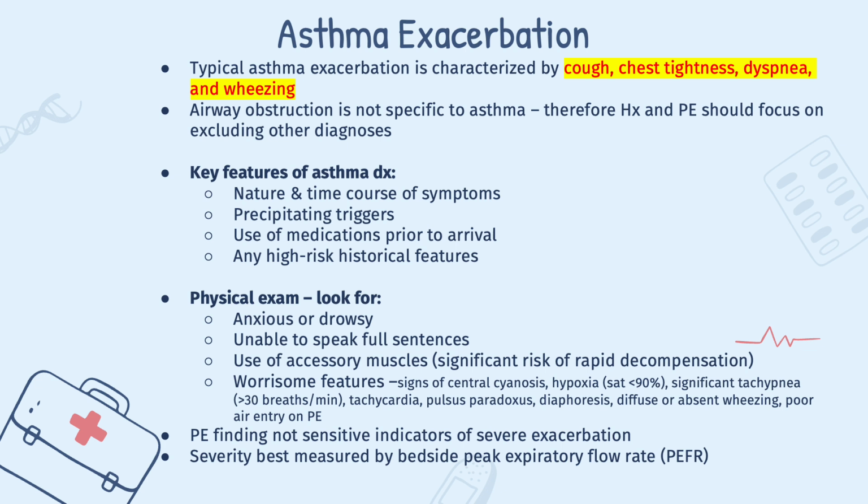So severe asthma is defined as an FEV1 of less than 50% of the predicted, so typically less than 200 per minute in an adult, or generally it's one's own best personal measurement.